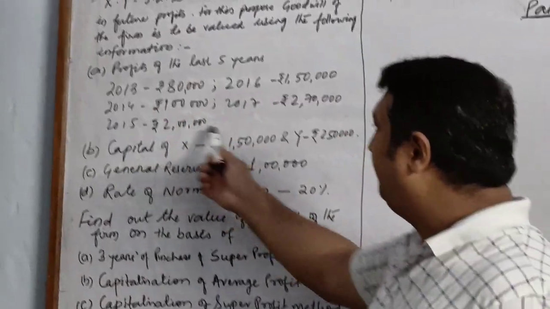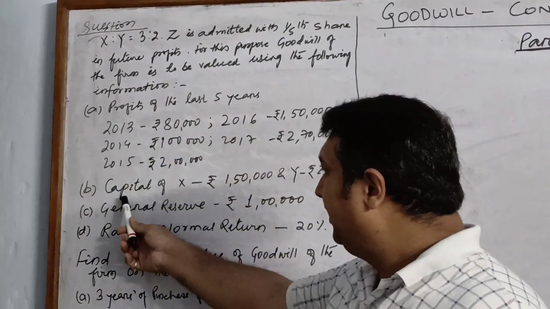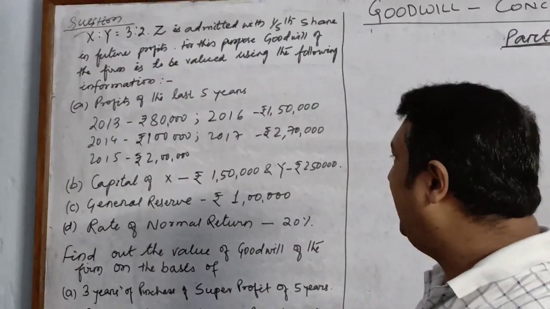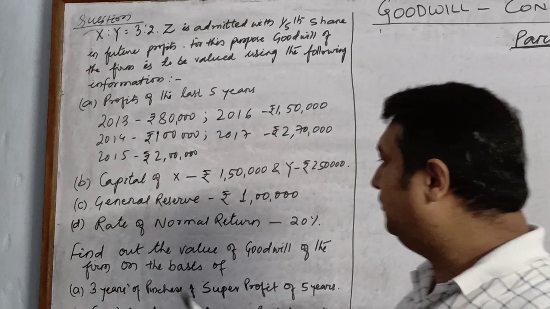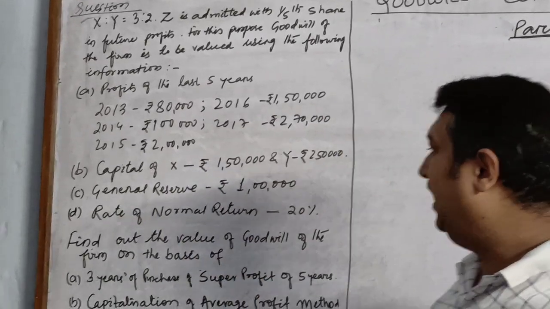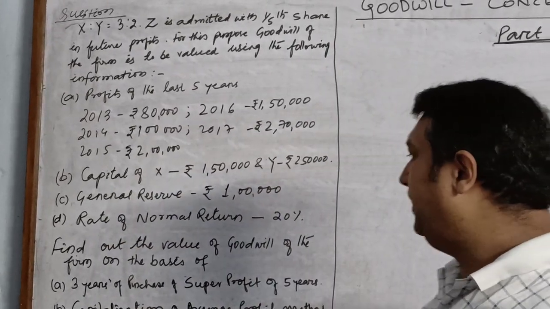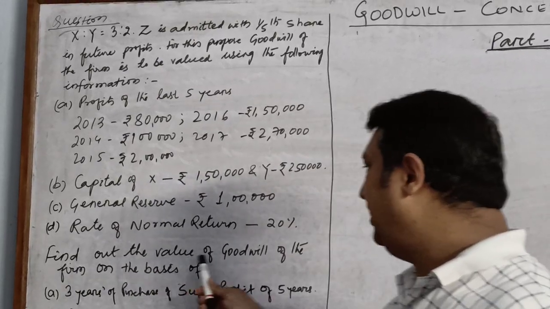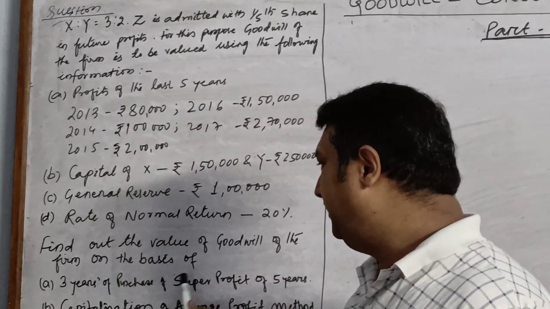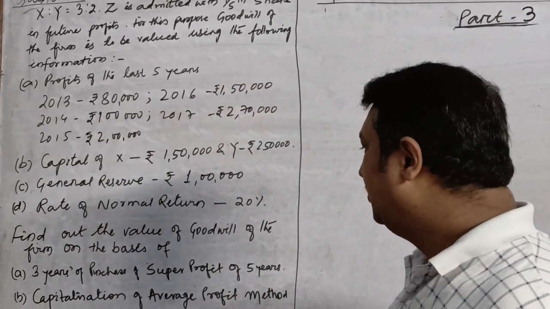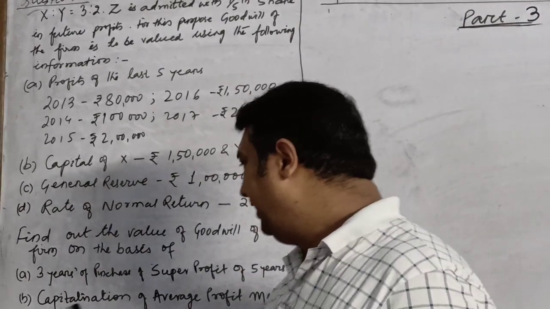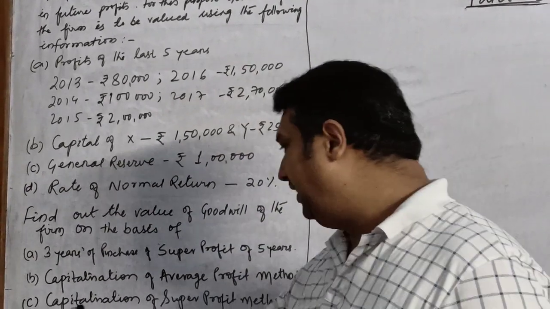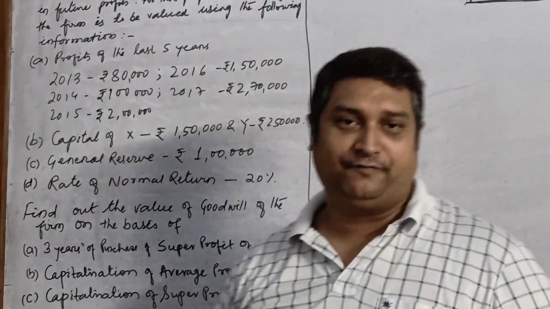First, you are provided with the profits of past 5 years. Capital of X is rupees 1,50,000, Y 2,50,000. General reserve is 1 lakh. Rate of normal return is 20%. You are supposed to find out the value of goodwill of the firm on the basis of 3 years of purchase of super profit of 5 years, capitalization of average profit method, and capitalization of super profit method.